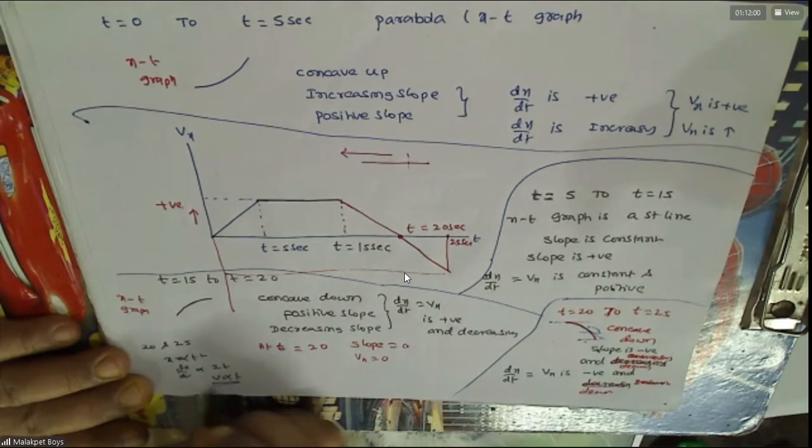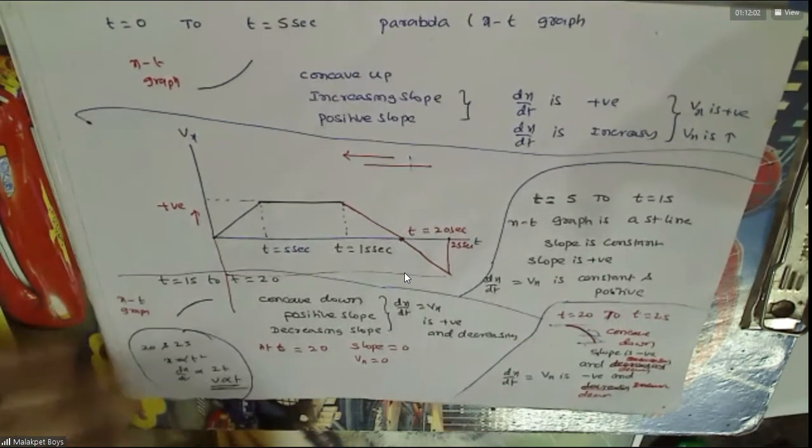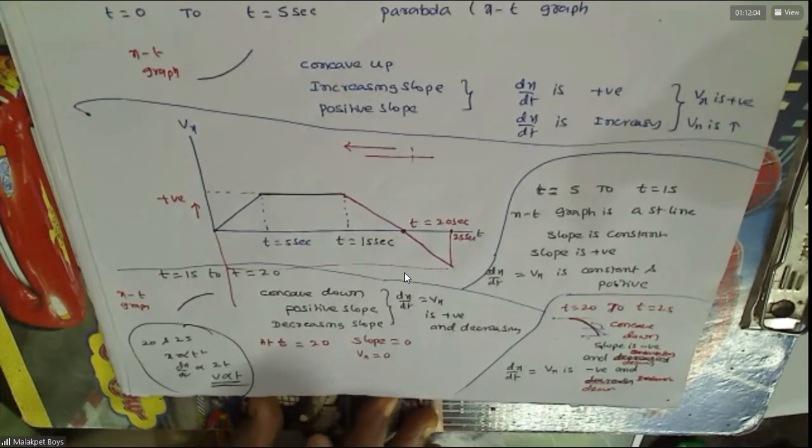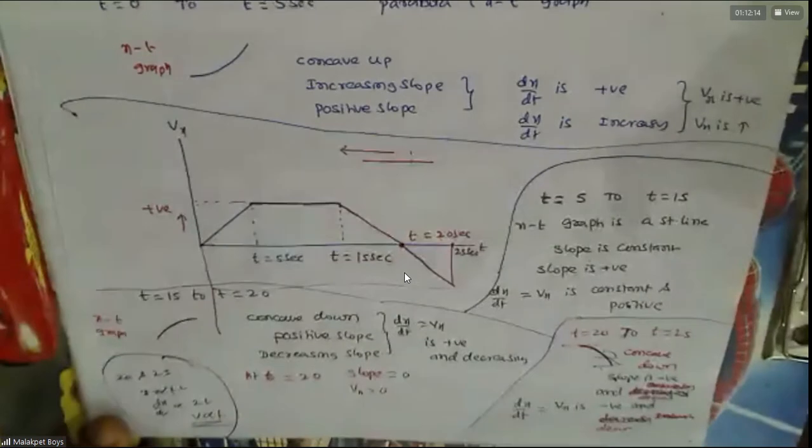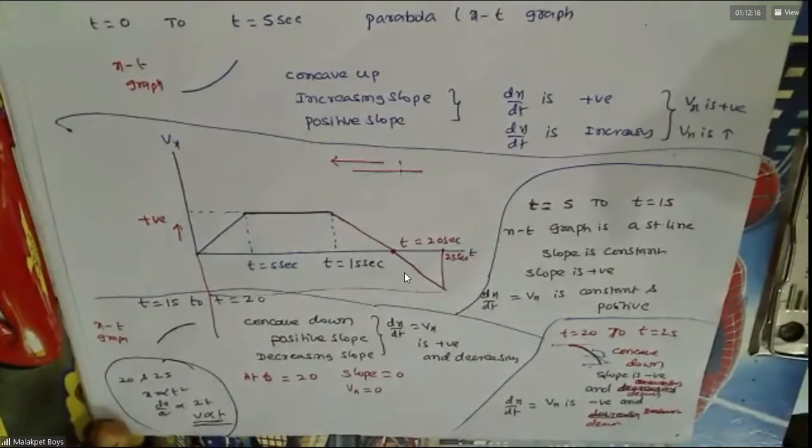Velocity is proportional to time only, no? Yes, sir. V is proportional to time. This is a vt graph only, no? What is it? A straight line. This is a straight line only, no? Yes, sir. Thank you, sir. This is now clear, sir.